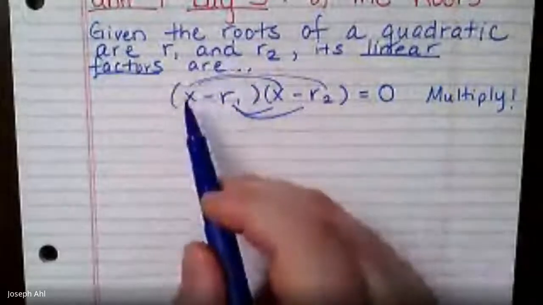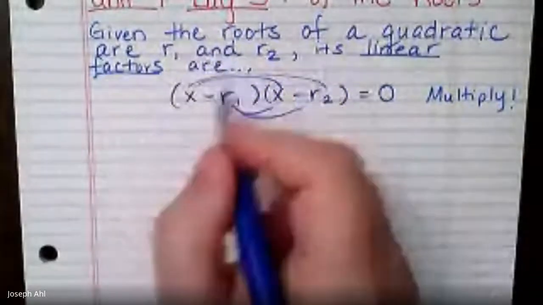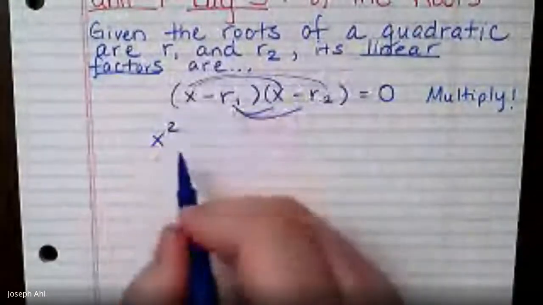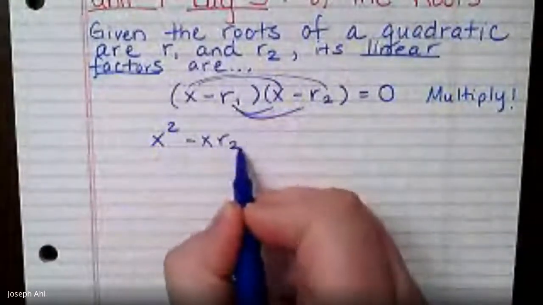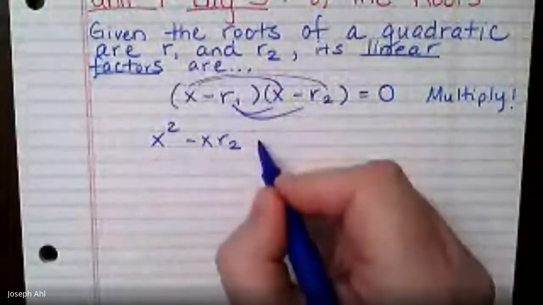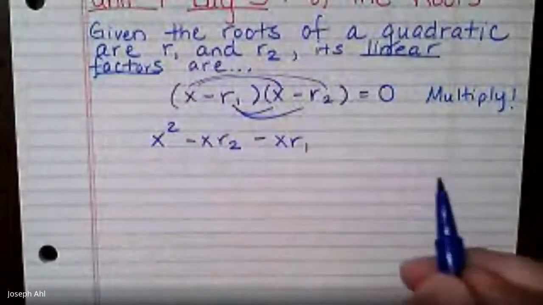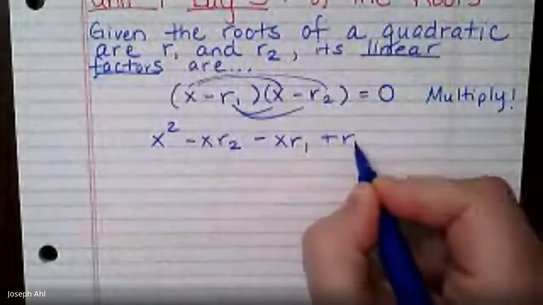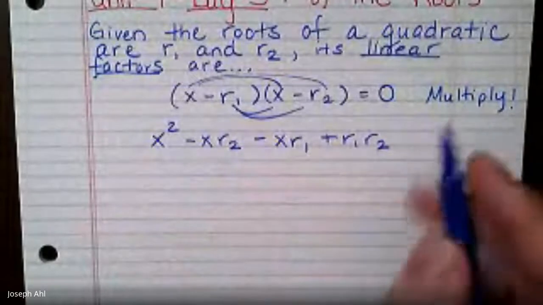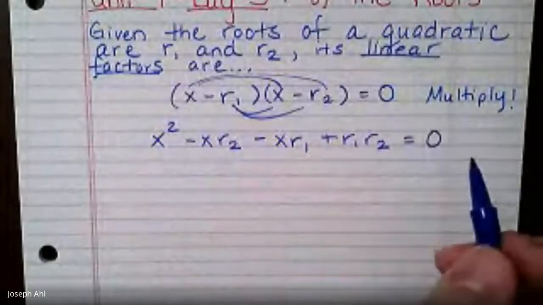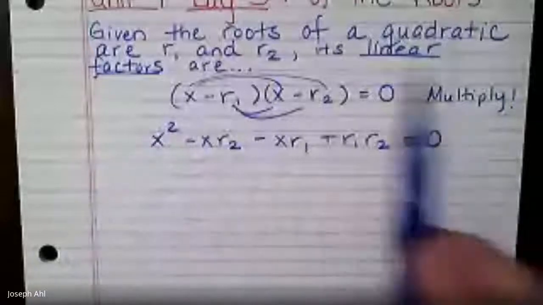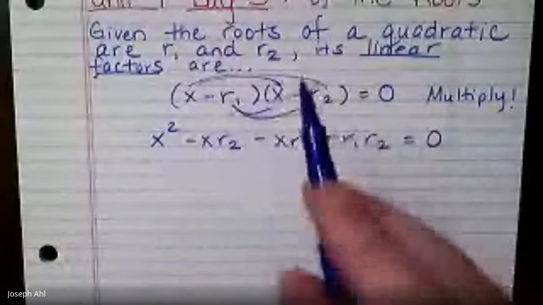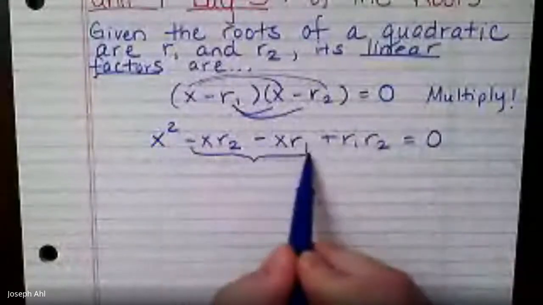So x times x is going to be x squared for the first term. Then the outside would be minus x times R2. The inside product would be minus x times R1. And at the end, negative R1 times negative R2 is now positive R1 times R2. And that equals 0. This doesn't mean a lot to us quite yet. We're looking at it like, okay, who cares? We multiplied it together.